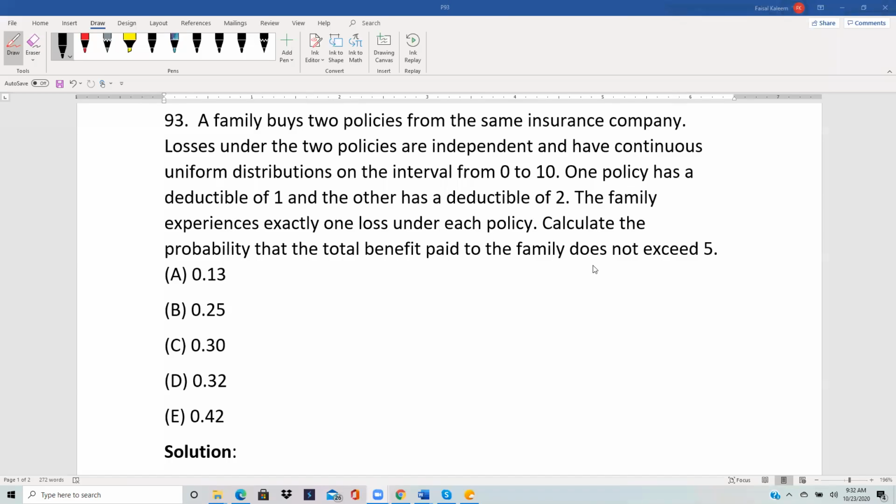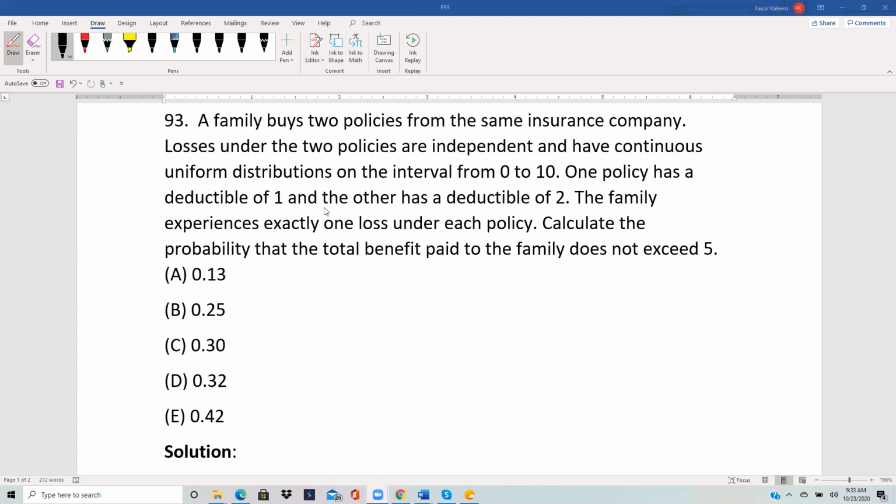A family buys two policies from the same company. Losses on the two policies are independent and have continuous uniform distributions on the interval from 0 to 10. One policy has deductible of 1, the other has deductible of 2. The family experiences exactly one loss under each policy. Calculate the probability that the total benefit paid does not exceed 5.